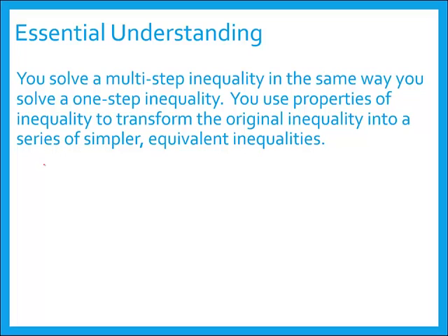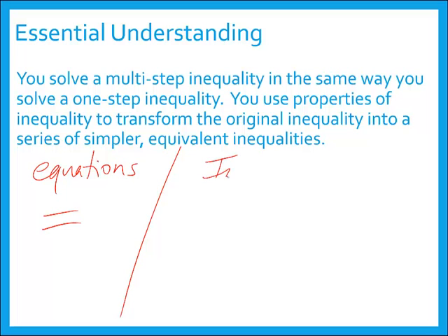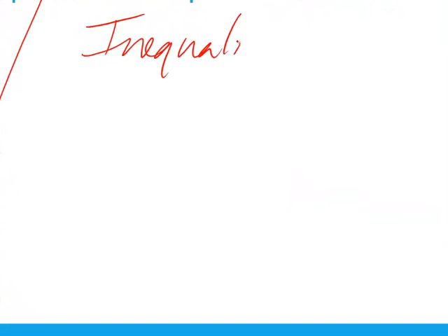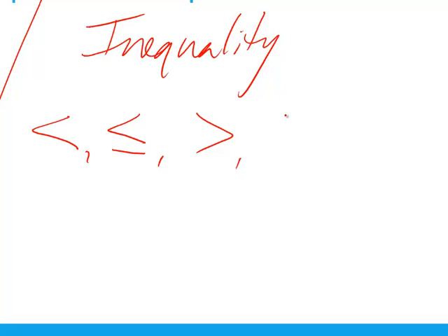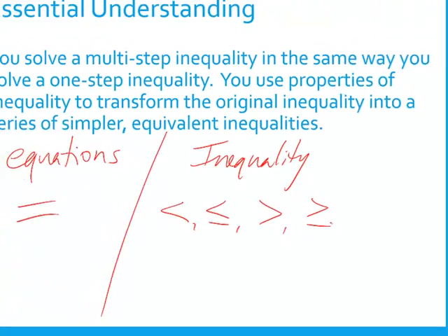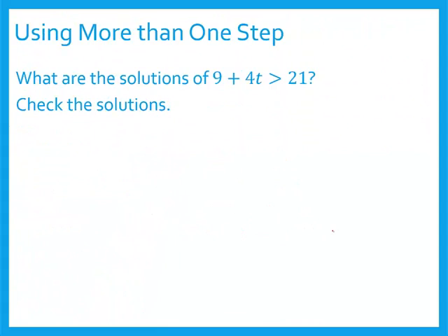Okay, so here we go. For an equation, don't forget, equations use equal signs. But something different with inequalities. In inequality, we have four symbols. The less than sign, less than or equal to, greater than, greater than or equal to. Okay, those are our four inequalities.